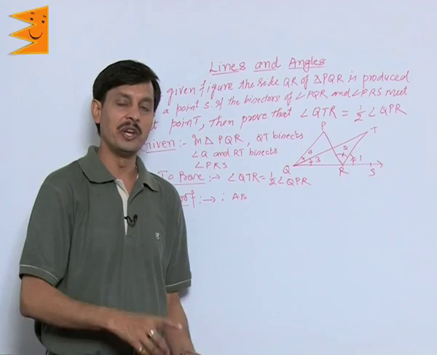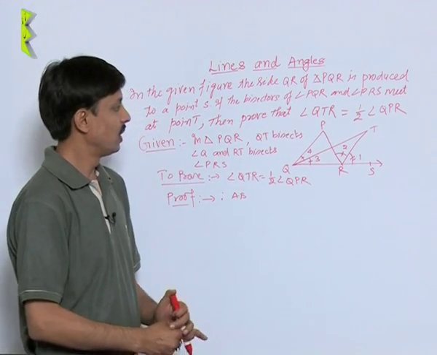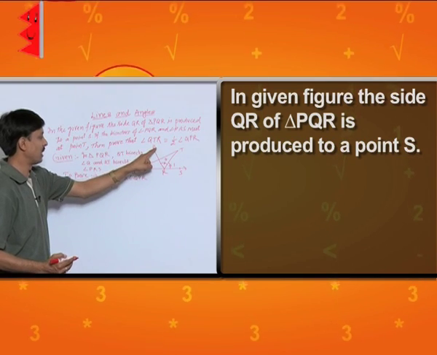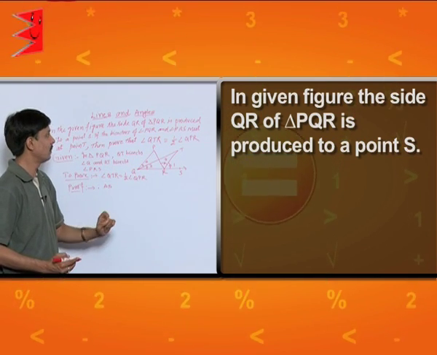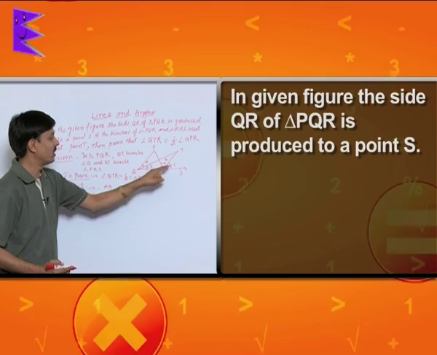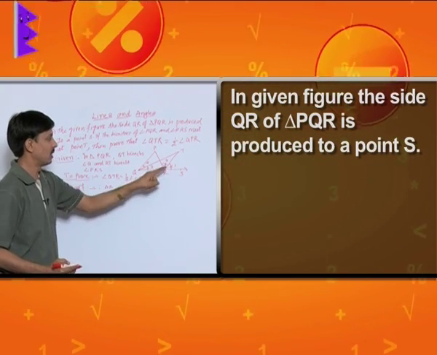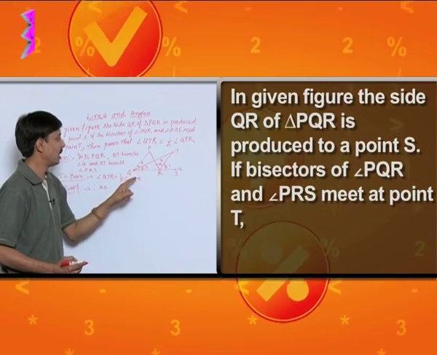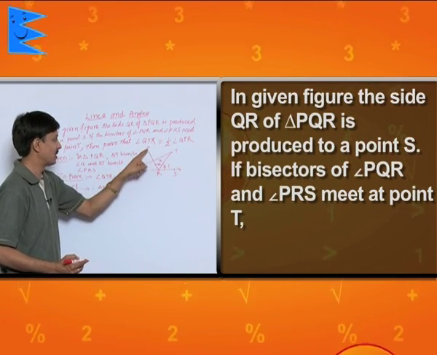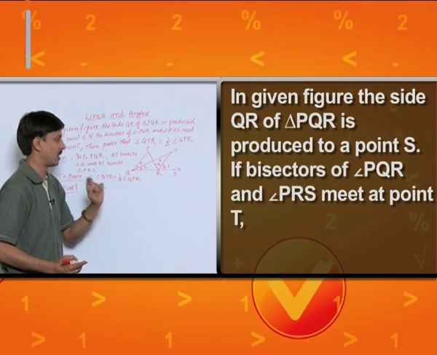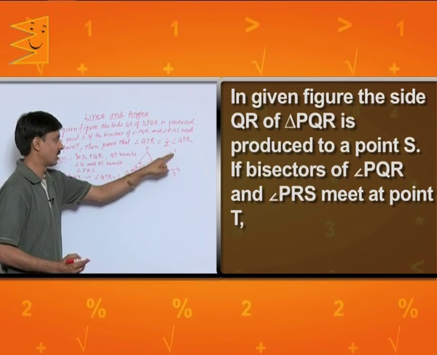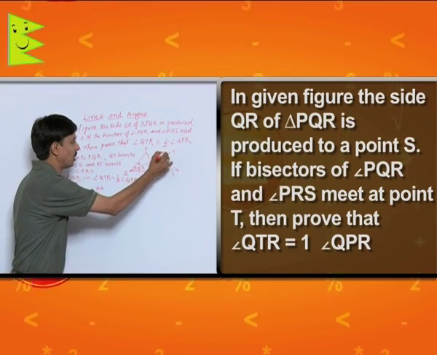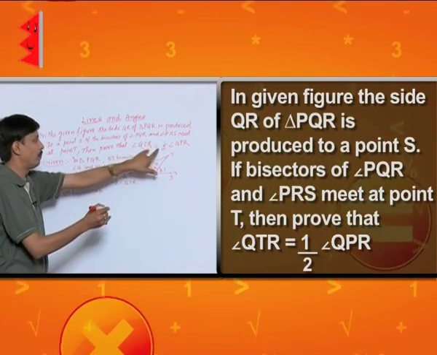Now I want to explain one more example. In the given figure, PQR is a triangle, side QR is extended to a point S, RT bisects exterior angle PRS and QT bisects angle PQR. These two bisectors are meeting at a point T. Prove that angle T is half of angle P.